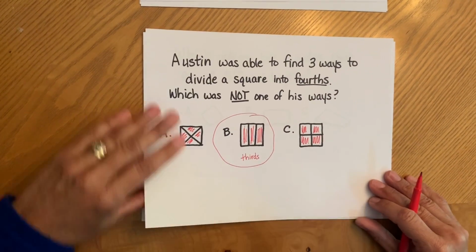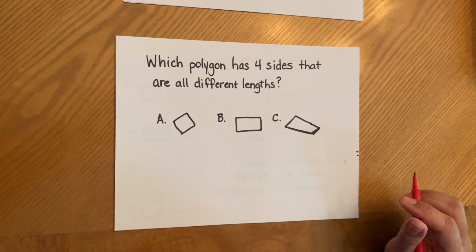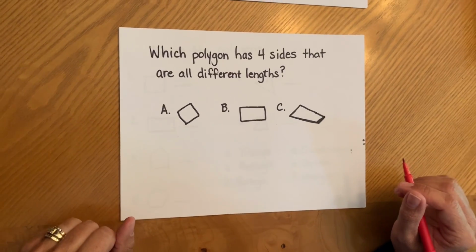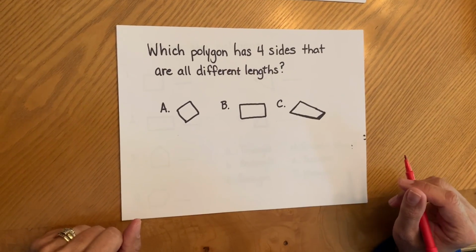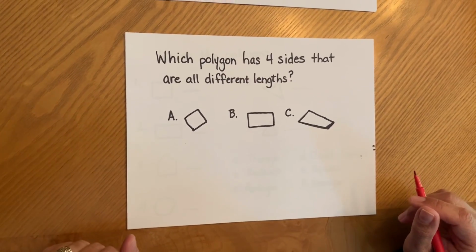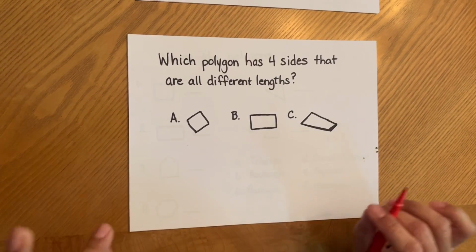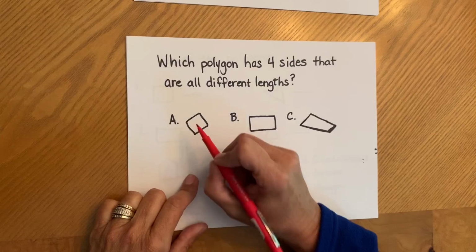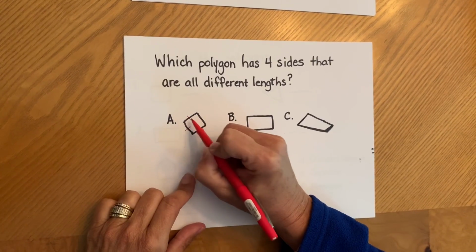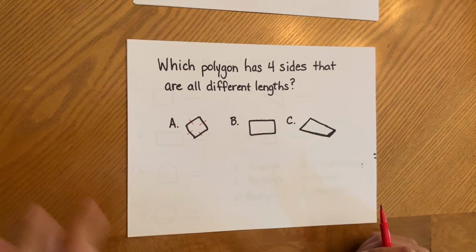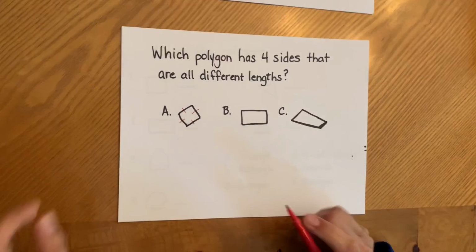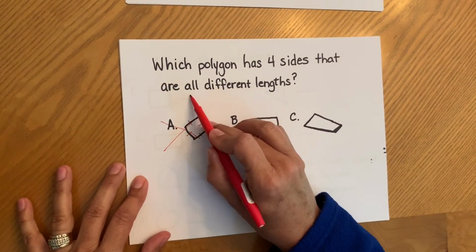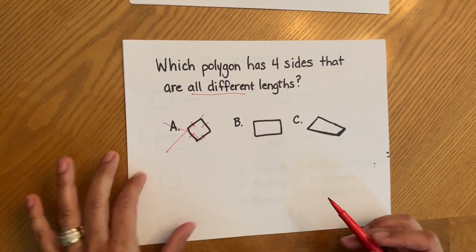This was not one of his ways. Okay. Next question. Which polygon has 4 sides that are all different lengths? Okay, let's just pretend like I used a ruler and drew all of these shapes, okay? This has 4 sides. Those are all the same lengths, so we would not choose that one. We're looking for all different lengths.